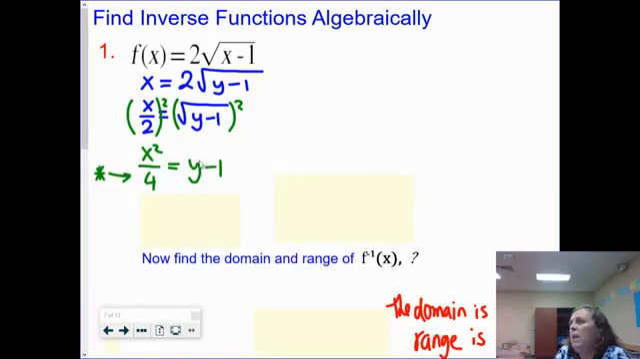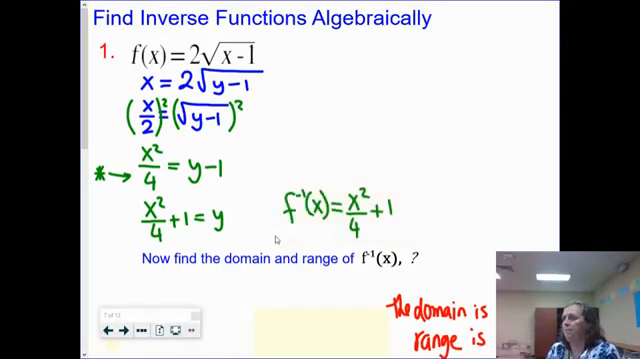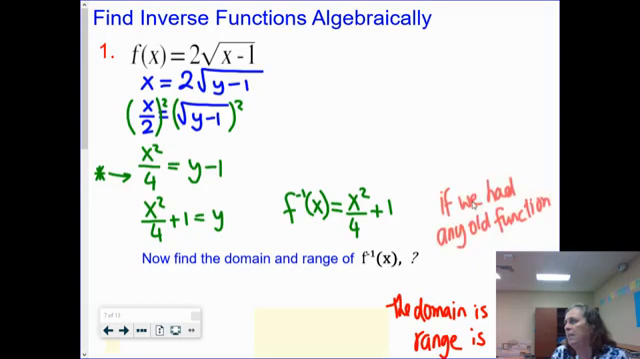So now we've only got one last thing to do. We've got to add 1 to both sides. So our inverse function, it was called f, so call it f inverse, and write it. Now, find the domain and range of your inverse function. Oh, that's simple. If this was any old function, if it wasn't called the inverse function of f, if it was just called, I don't know, m of x equals x squared divided by 4 plus 1, we've got no square roots, we've got nothing in denominators, so we're thinking the domain of this is anything you'd like it to be.